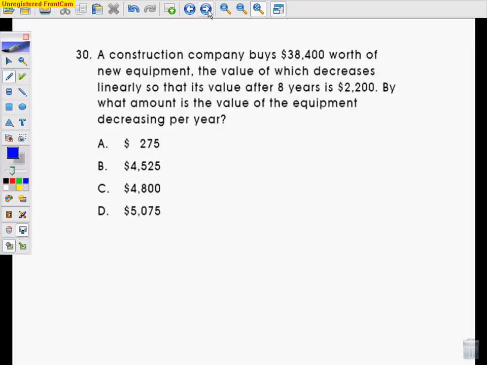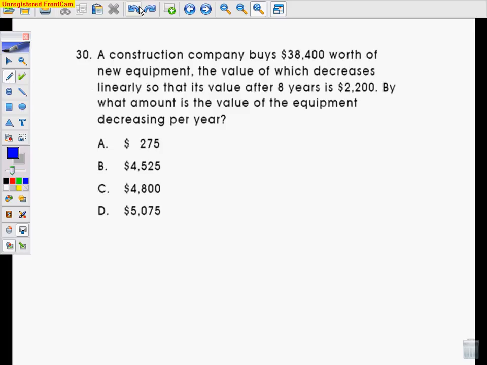All right, number 30. A construction company buys $38,400 worth of new equipment, the value of which decreases linearly so that its value after 8 years is $2,200. By what amount is the value of the equipment decreasing per year? Now, when it says that something is decreasing linearly, that means that it's decreasing at the same amount per year. Okay? So that's what decreasing linearly means.